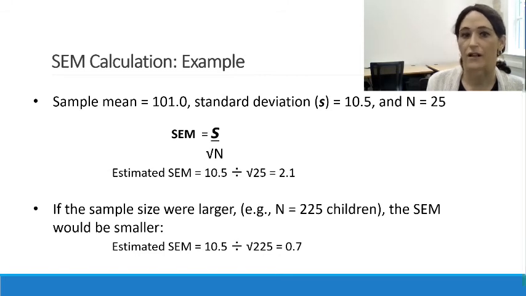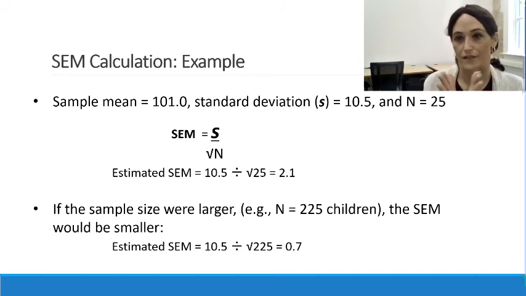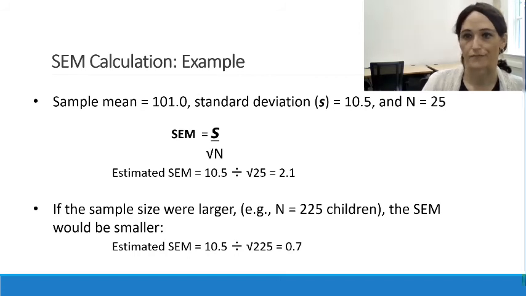But if we were to have a larger sample size, let's say of 225 children, the standard error of the mean for that sample, and here the standard deviation is the same, is 0.7. So we have a standard error of the mean in one sample of 2.1, and for another one 0.7. The standard deviation is the same, the sample size has changed, and therefore the range in which we're saying that the true population mean falls is somewhat narrower in the larger sample.